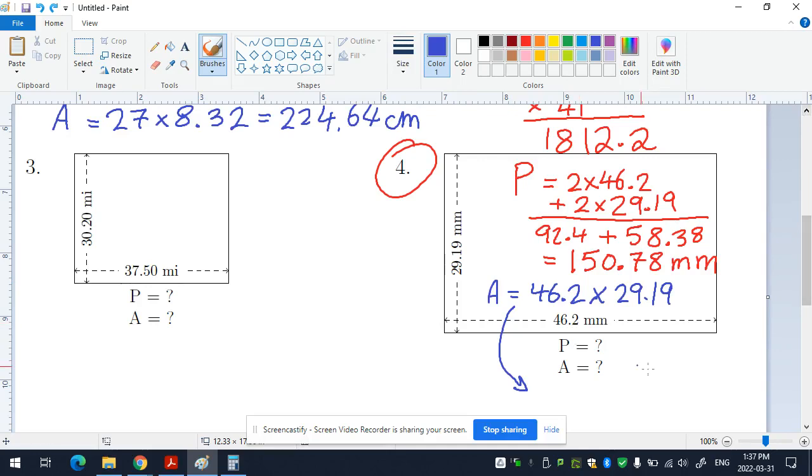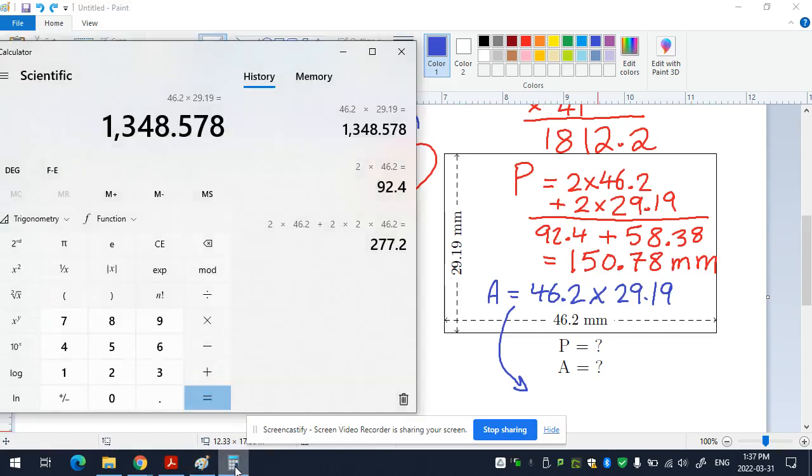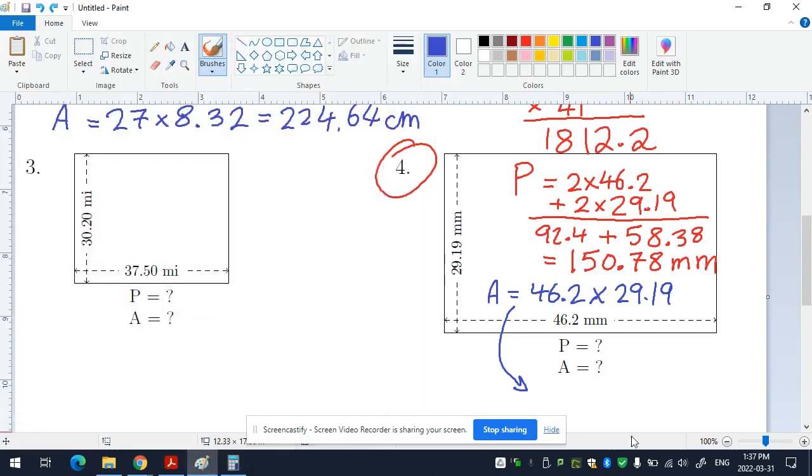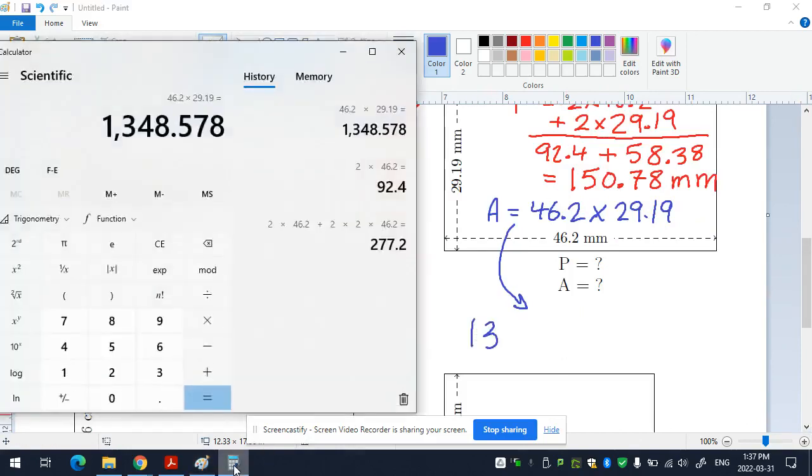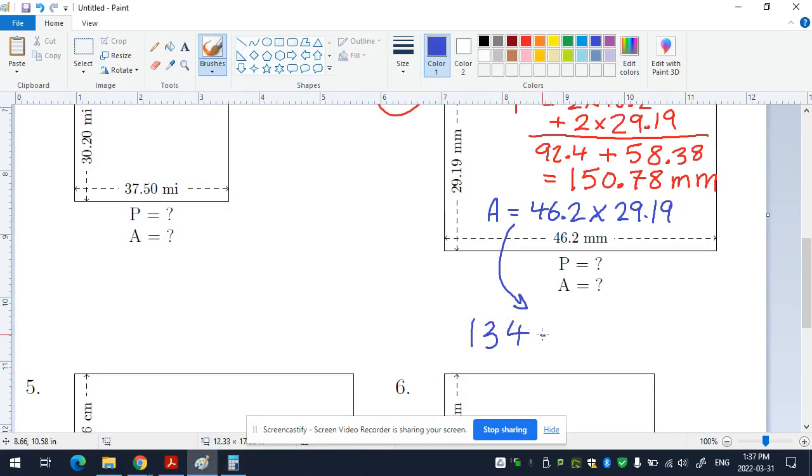Sure. Okay, so what was the number? 1348.578. Let's just keep the whole thing. In what unit this time? Millimeters, but it can't just be millimeters. It has to be squared because it's a squared area. Perfect. Done. That's it. Okay, so this is how you deal with absolutely any rectangle.